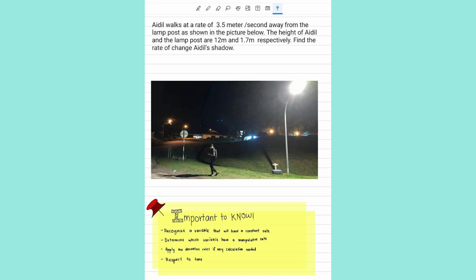Problem statement: Ideal walks at a rate of 3.5 meters per second away from the lamppost as shown in the picture below. The heights of the lamppost and Ideal are 12 meters and 1.7 meters respectively. Find the rate of change of Ideal's shadow.